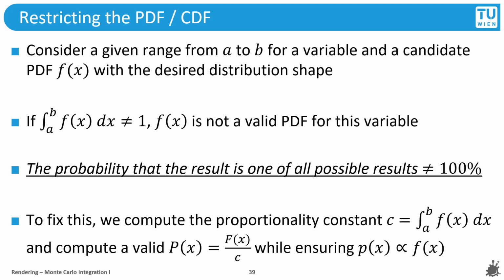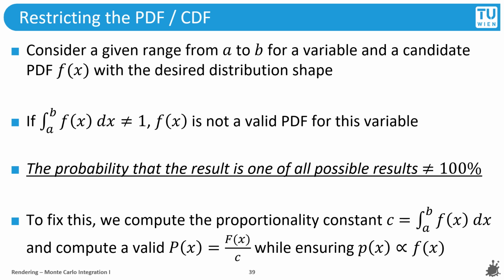First, what we need to do is ensure that we enforce the necessary restrictions on the PDF and CDF we are using. For now, let's talk about the distribution we want our variable to have as the PDF candidate f of x. Remember that we said that a CDF is bounded from above by 1. That means that if we have a random variable with a specified range, the integral of the PDF over that range must equal 1. If this is not the case, it corresponds to saying that the probability of the variable's outcome being one of all possible outcomes is not 100%, which is a paradox.